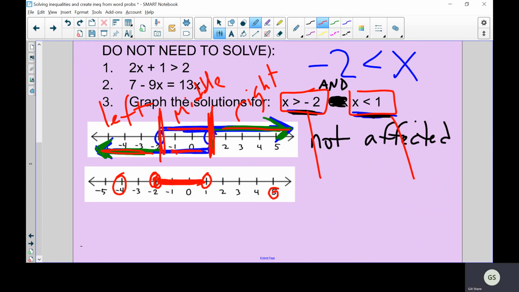All right, so I'm going to plug in 5 for this first one. Is 5 greater than -2? Is that a true statement? Is 5 greater than -2? Well, yeah, that is true. So I could say, yeah, it works for that one.